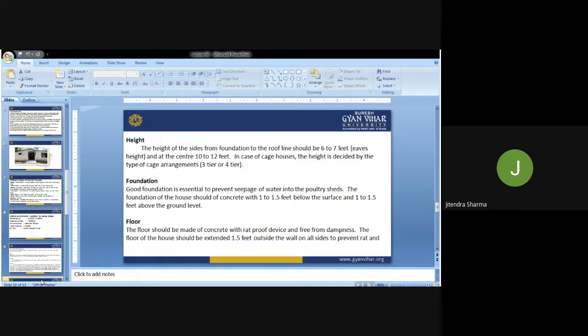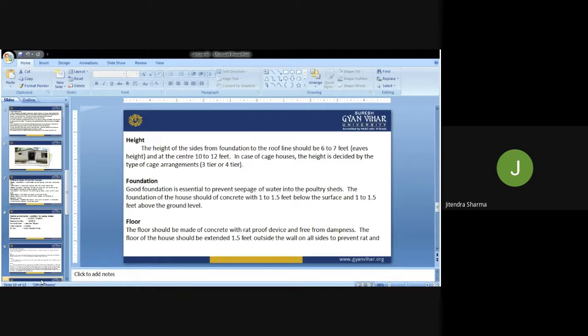In the case of cage houses, the height is decided by the type of cage arrangement we have, 3-tier, 4-tier, whatever kind of housing we have fixed in the cage system, and that height is to be decided on the basis of the system which we have adopted for the cages for the birds.